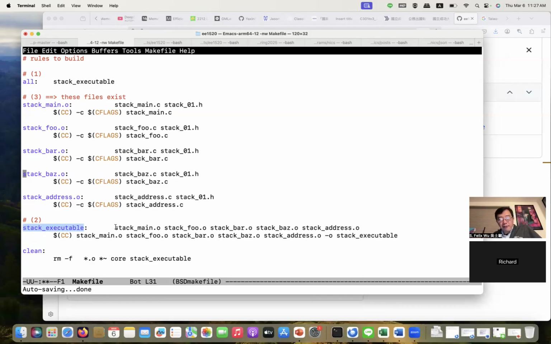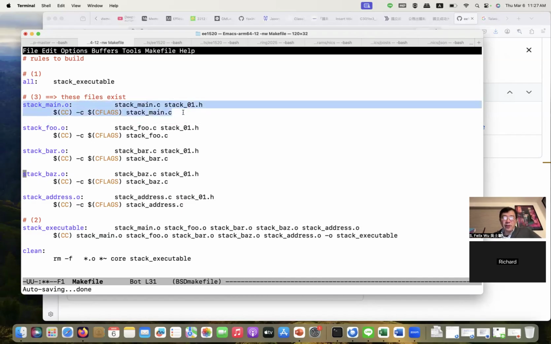I realize the first dependency element is stack_main.o, which will then trigger another rule because I do have a rule called stack_main.o. Okay, in this case, I'm actually on this rule. So that's why this is rule number three.